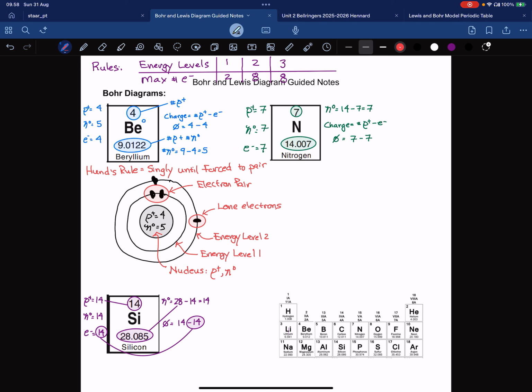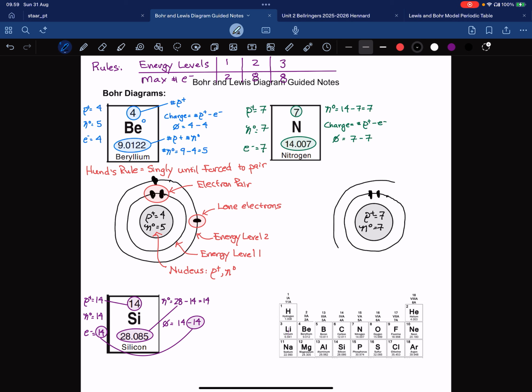Now, when we move on to nitrogen, again, we're going to do the same thing over again. So nitrogen, we've got 7 protons, we've got 7 neutrons. That is our nucleus. When we start to put the electrons in, we're going to put the first 2 of the 7 into the first orbital, or into the first orbit. They are going to be paired up because you can't put any more than 2 in there, so they must be paired. That leaves us 5 left to do.